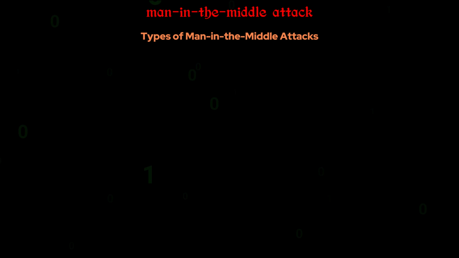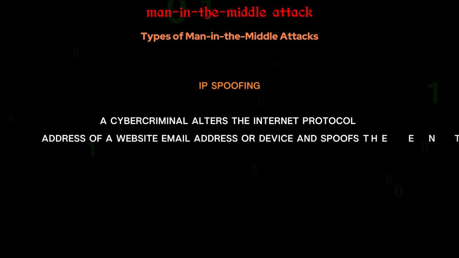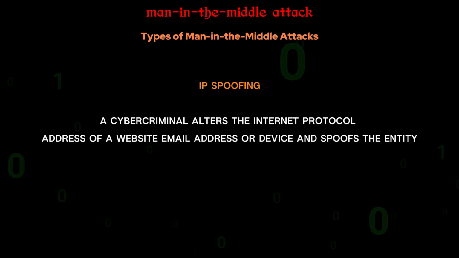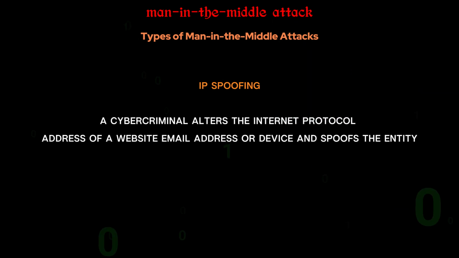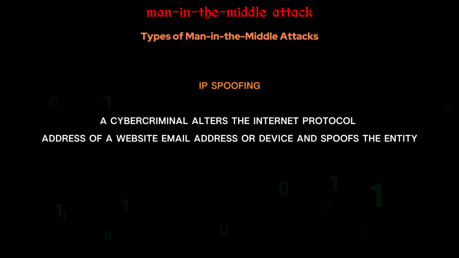The main types of man-in-the-middle attacks include IP spoofing. A cybercriminal alters the Internet Protocol address of a website, email address, or device and spoofs the entity, making the user think they're interacting with a trusted source when they're really passing information to a malicious actor.